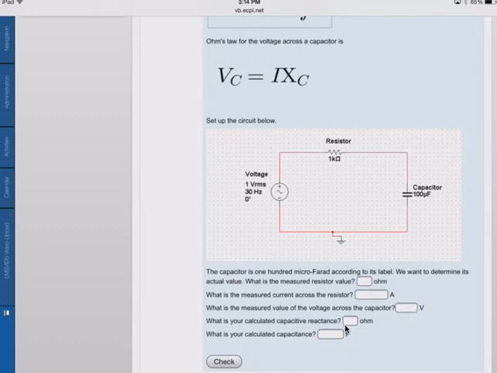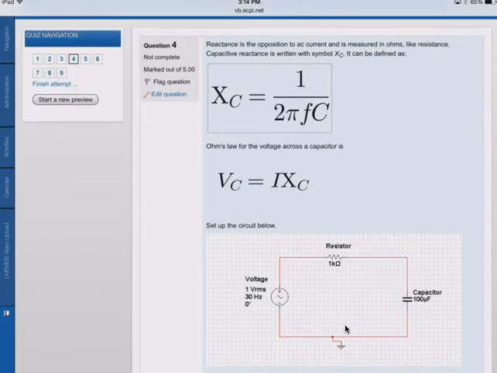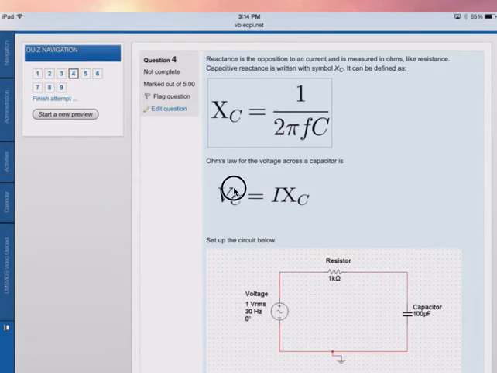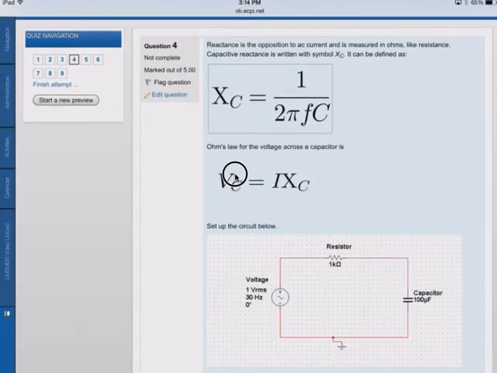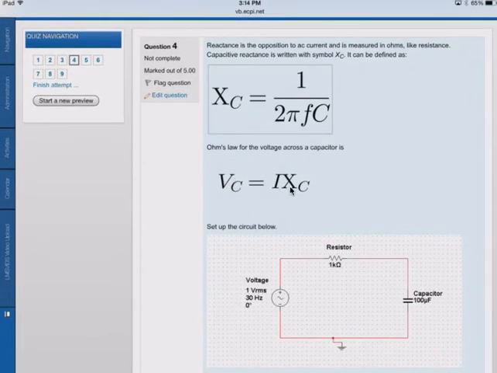Then we'll calculate our capacitive reactance based on Ohm's law right here. So you'll see that Ohm's law is VC equals I times the capacitive reactance, and the capacitive reactance is this X sub C. X sub C is 1 over 2 pi times the frequency of the voltage times the capacitance. Okay, so we're just going to solve for this capacitive reactance first, and then we'll solve for the capacitance.